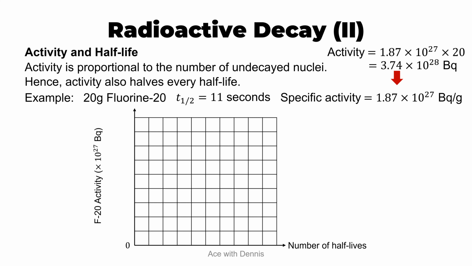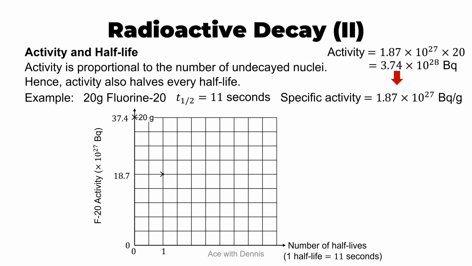And now we can start to plot the graph where the y-axis is the fluorine-20 activity in the unit of 10 to the power of 27 Bq. So one half-life is 11 seconds. At the beginning, which is 0 half-life, the activity is 37.4 times 10 to the power of 27 Bq, or the mass is 20 grams.